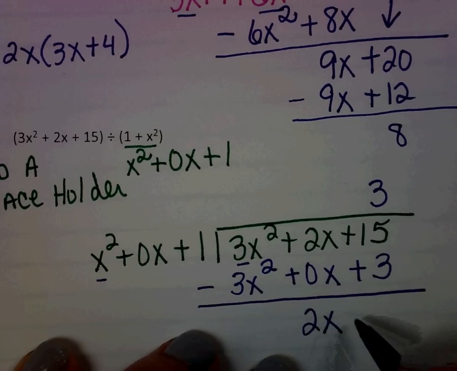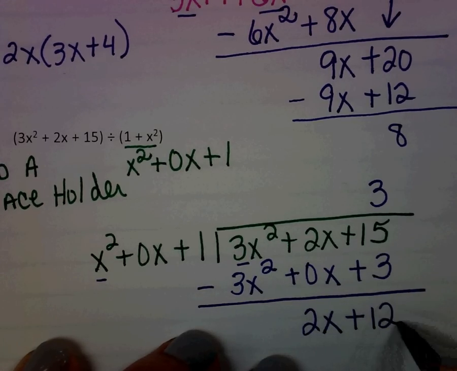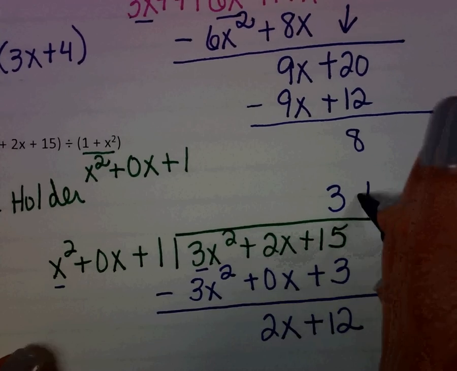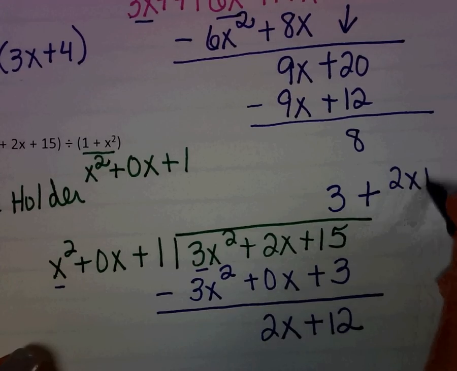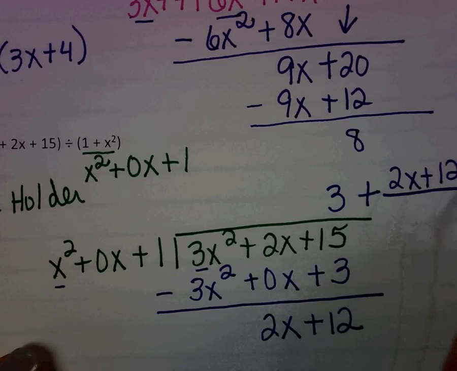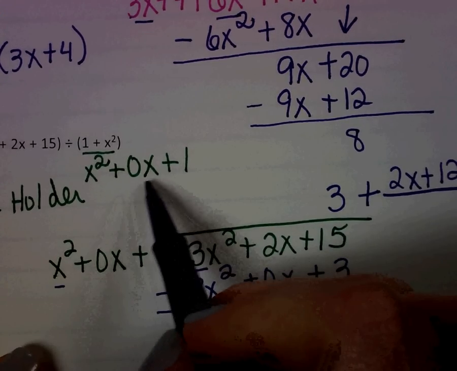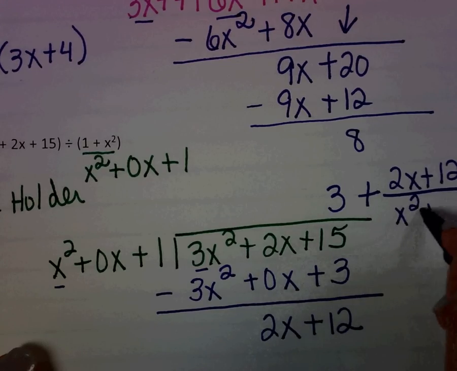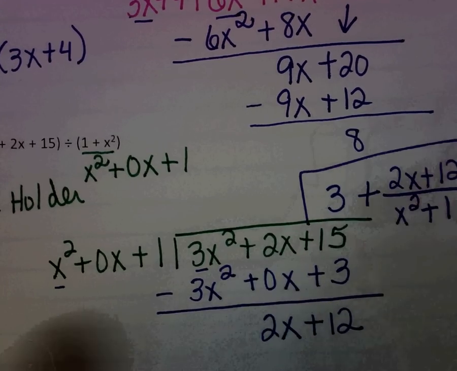And I get 2x plus 12. And so we do have a remainder there. So I'm going to write plus 2x plus 12 divided by, and I don't have to put my placeholder when I write my divisor. I'm just going to write x squared plus 1. And there is my quotient.